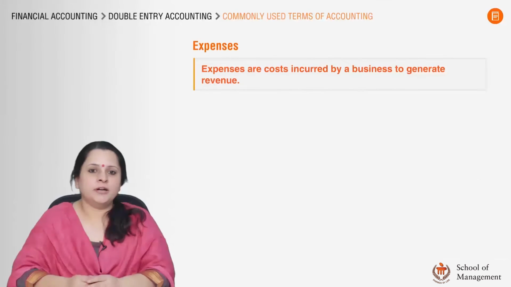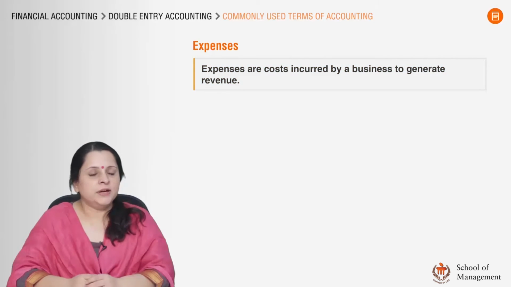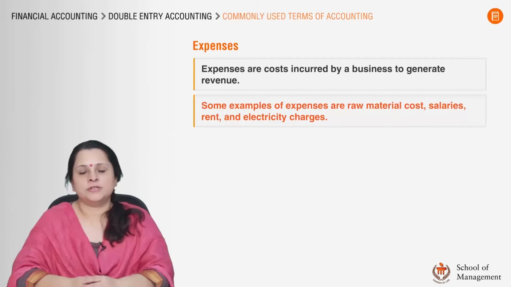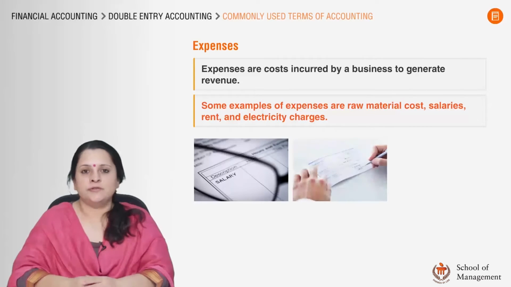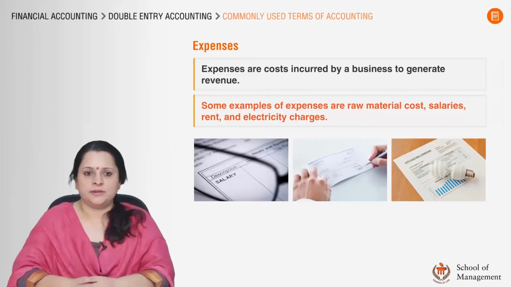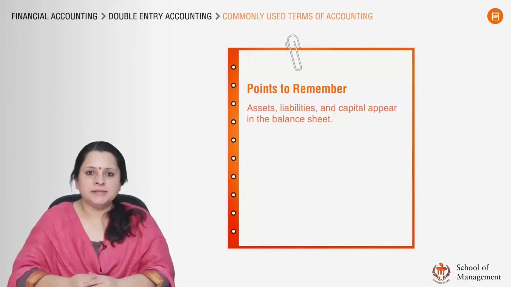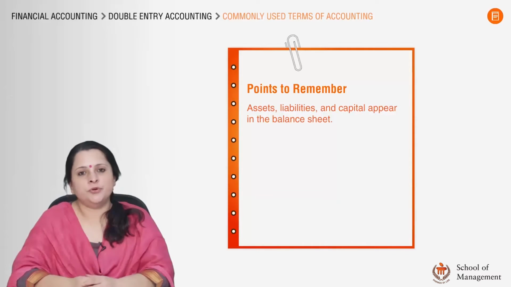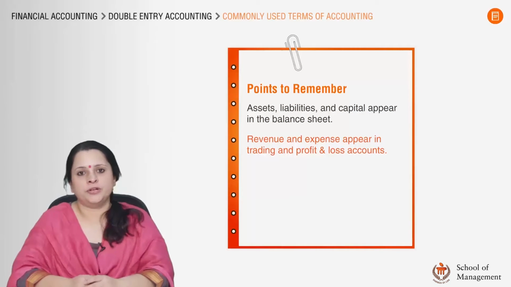Expenses are costs incurred by a business to generate revenue. So, the costs incurred include raw material cost, salaries paid to employees, office rent, factory rent, office lighting, etc. It's important to remember 2 points. Assets, liabilities and capital will always be reported in the balance sheet, while revenue and expenses would be reported in the trading and profit and loss account.